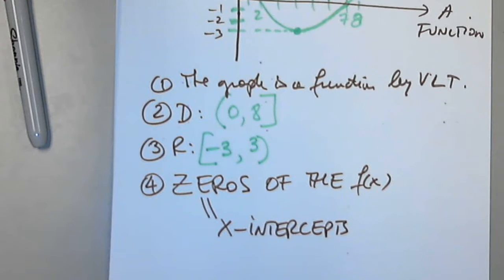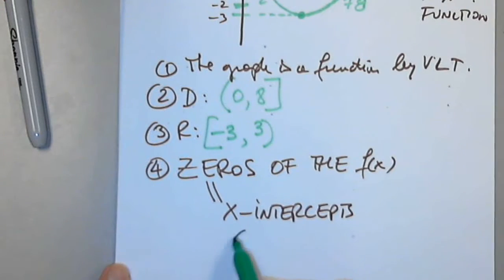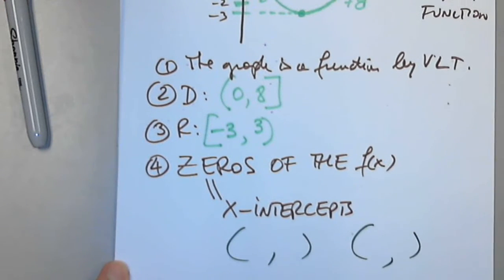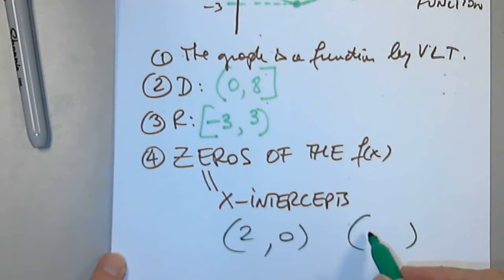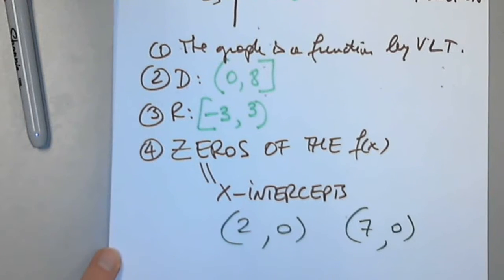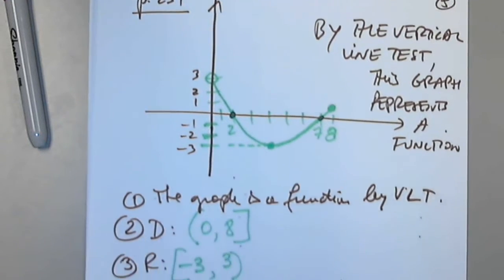Does this function cross the x-axis? 2 and 7. Very good. And in the ordered pair format, can you give us the ordered pairs, anyone? 2, 0, 2, 7. I'm sorry, 7, 0. Very good. Awesome. Say it again. 2 and 7. Very good.